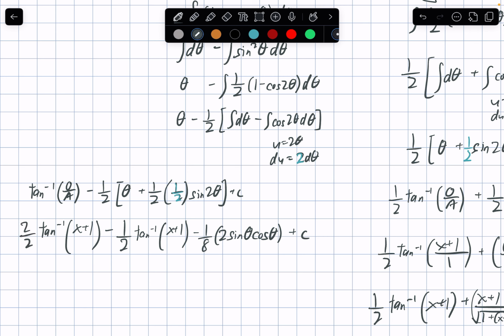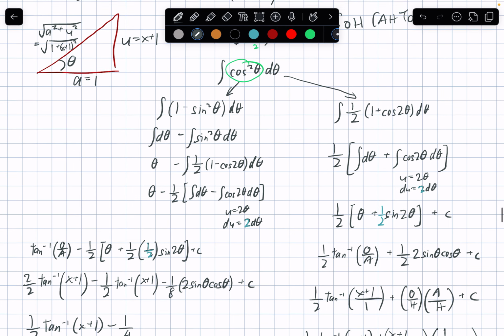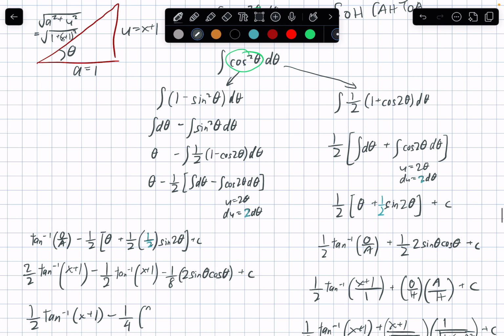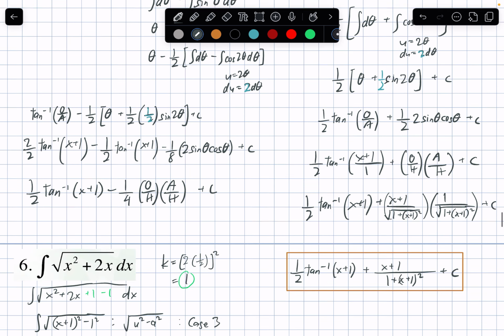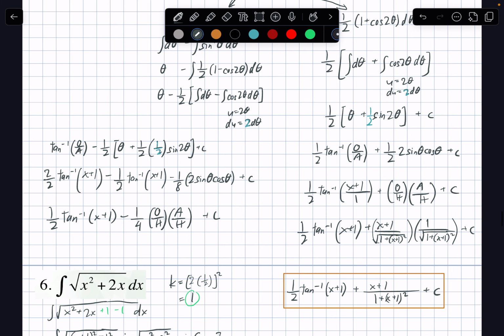So 1 is equal to 2 over 2, right? So basically just 1/2 arctangent x plus 1 minus 1 and then minus 1 over 8. These can cancel, simplify. We have 1 over 4 instead. Sine theta, sine is O over H, right? Cosine is A over H plus C. Getting familiar?